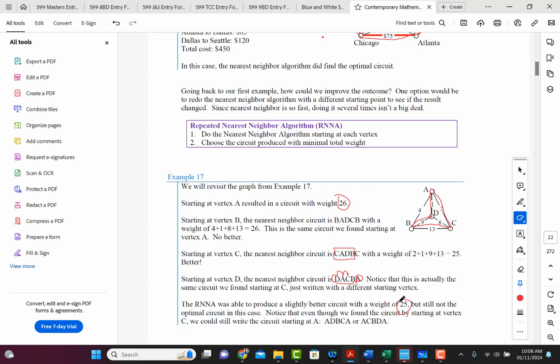in this case. Okay, so now notice that although we did find the circuit by starting at vertex C, we could still write the circuit starting with A, right? So we could start with A and write it A, C, B, D, A, right? So once we find the circuit, we can name the circuit starting with any one of the vertices as long as we keep the order, okay?